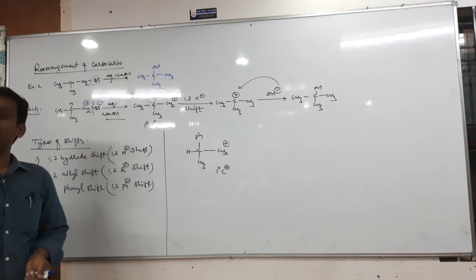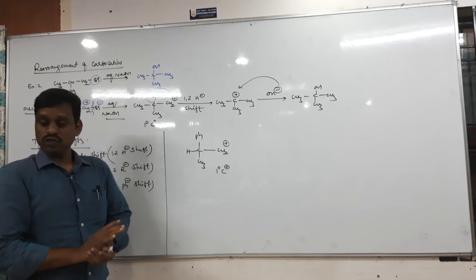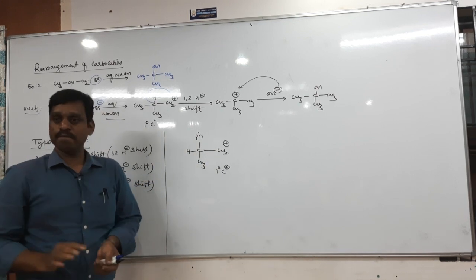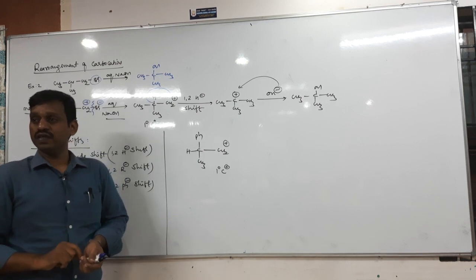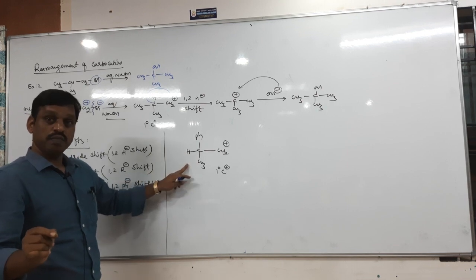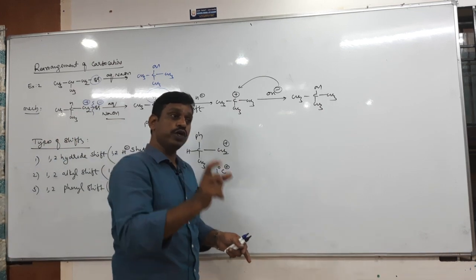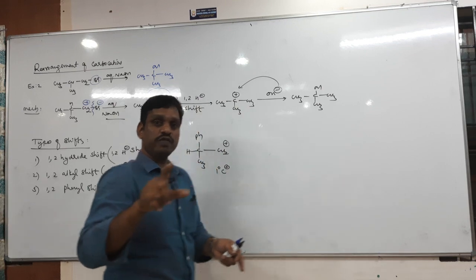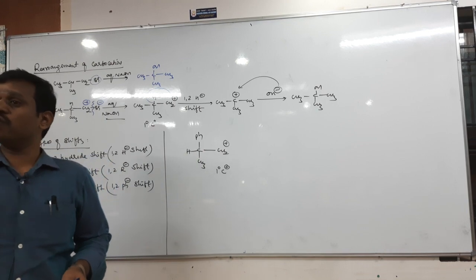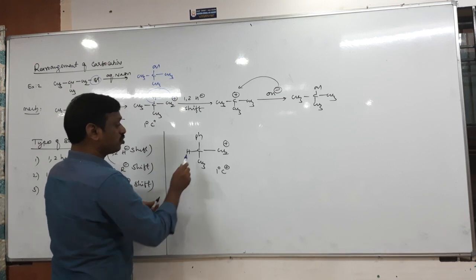So that is called migratory aptitude. So what is the migratory aptitude of these 3 groups? So remember, among the 3, the shifting of hydride takes place very quickly, or very easily. That means if you see the migratory aptitude, hydride is very, very fast due to its small size. Okay, next, but actually the migratory aptitude depends on the electron density. So therefore migratory aptitude is directly proportional to electron density. Higher the electron density, more will be the migratory aptitude. So therefore now tell me, among these 3, hydride will shift easily.